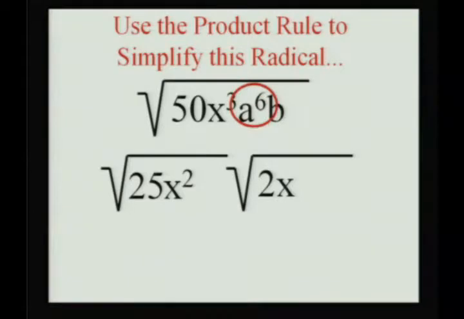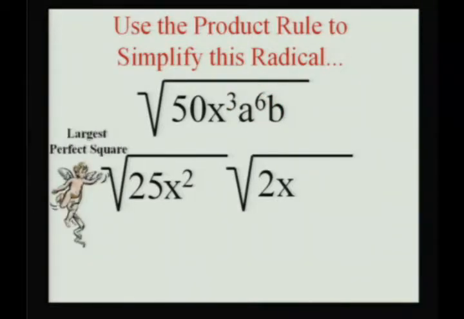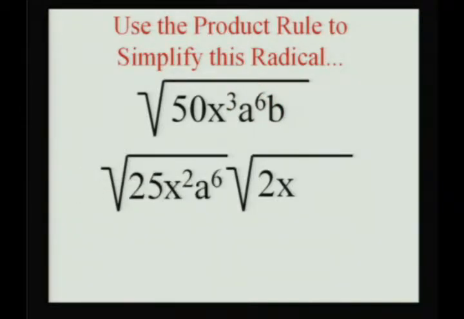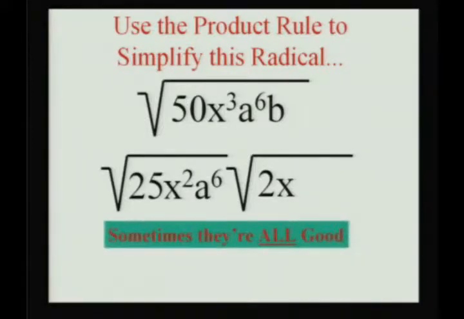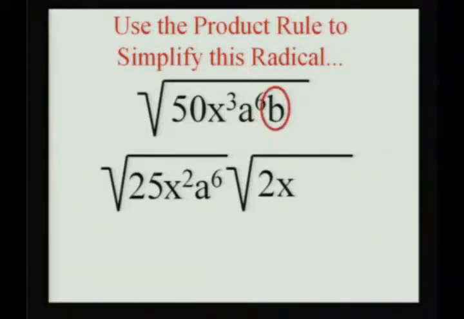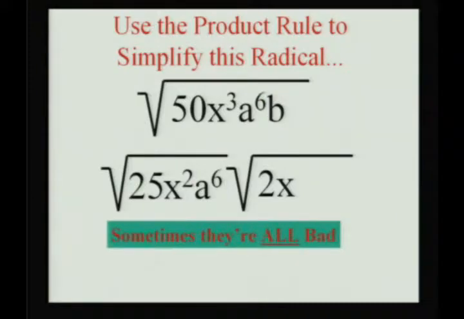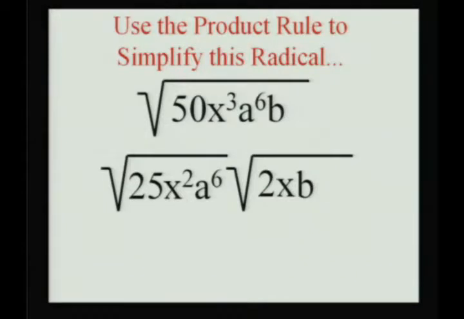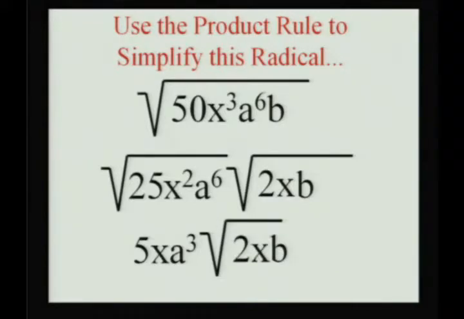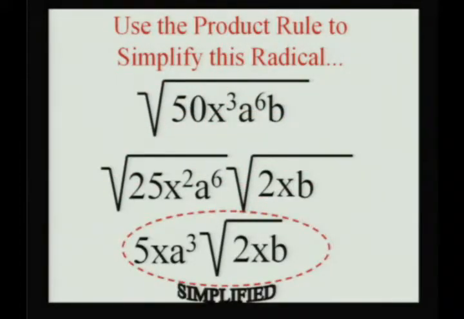Now, sometimes they're like your mother, they're all good. And sometimes they're like your little sister, they're all bad. So sometimes the whole thing goes into bad. Now that you've done your breakups, take the square root of the perfect squares. I'll get 5x, a to the 3rd, and then I bring down the leftover. And I've taken out every perfect square I can. And that is the answer.